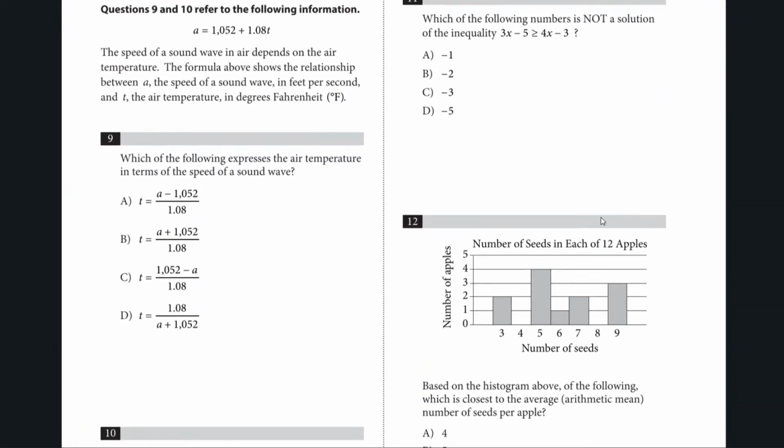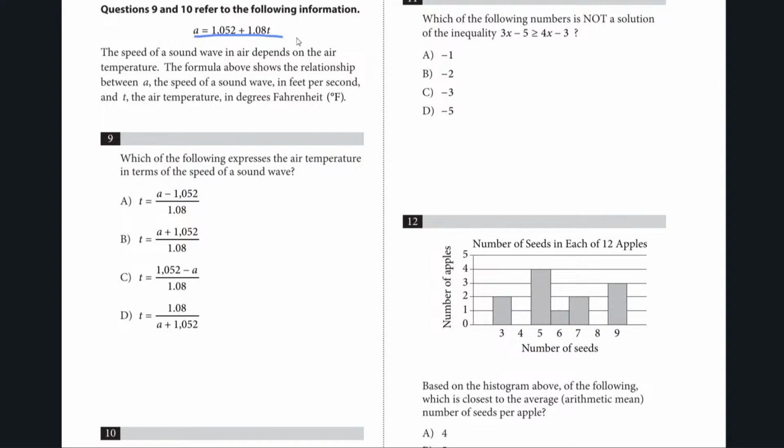The speed of sound in air depends on the air temperature. The formula above shows the relationship between A, the speed of a sound wave in feet per second, and T, the air temperature in degrees Fahrenheit. Which of the following expresses the air temperature in terms of the speed of a sound wave? Okay, so we're solving for T, since air temperature is T.